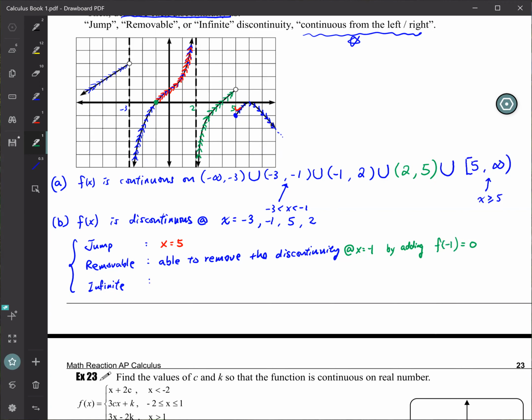All right. The last one is the most obvious one. Any place that has asymptotes, infinite, we call that infinite discontinuity. For example, we get an asymptote at -3, so x equal to -3. Where is the other one? Jesse? X equals 2. Yeah, you get another infinity. So that took care of all the discontinuity places: 5 is jump, -1 is removable, -3 and 2 are infinite.